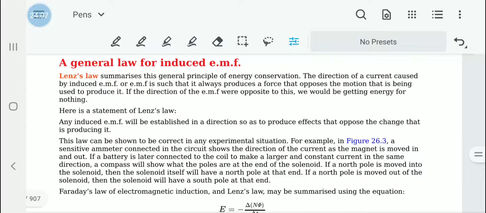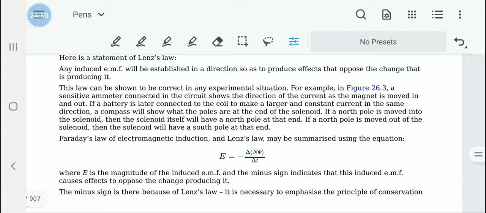So we say that the direction of a current caused by induced EMF, or electromotive force, is such that it always produces a force that opposes the motion that is being used to produce it. So if the EMF is produced by a motion that is coming inwards, then the force that it produces is outwards. So the opposing forces meet one another. The overcoming of these two forces will bring about the energy change. If it were the opposite, then we would be getting energy for nothing.